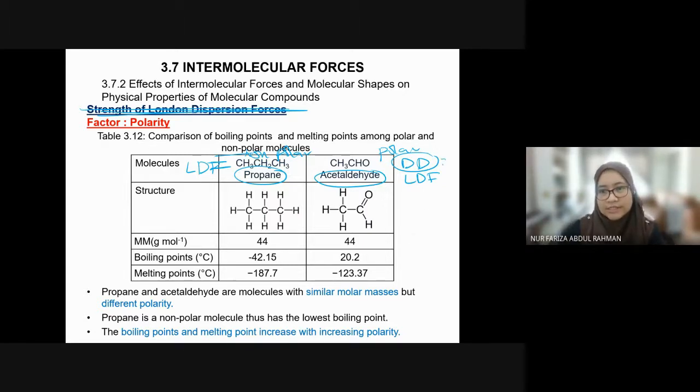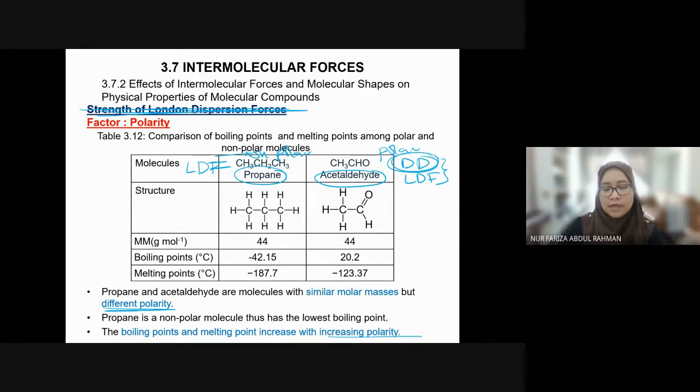So kalau dia dekat sini, the type of intermolecular forces are different. That is the most obvious one lah. Kita tak payah nak tengok in terms of polar. Yes, in terms of polarity, betul. They both have different polarity. Therefore, they both have different intermolecular forces. So propane is a non-polar molecule that has the lowest boiling point. The boiling point and melting point increase with increasing polarity, of course.